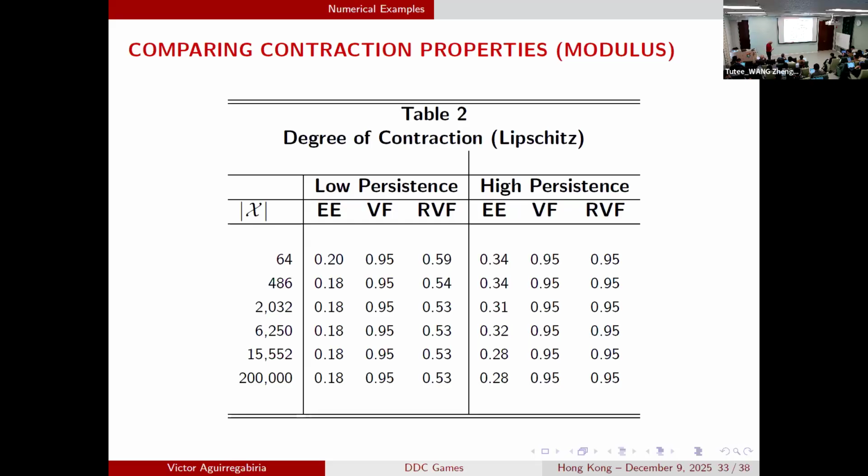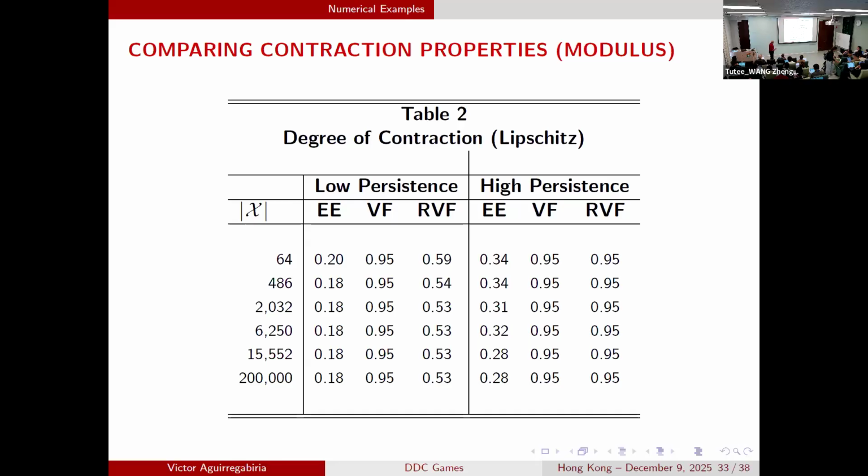Then this is the dimension of the state space, and this is the degree of contraction. I'm not going to enter into the detail, but given the simulation, we can get the Lipschitz constant of each of these mappings. The closer to 0, the faster is the convergence. This is for low persistent, high persistent. We can see that the value function iteration always, and this is not fixed, this is obtained numerically, is exactly equal to beta, as it should be.